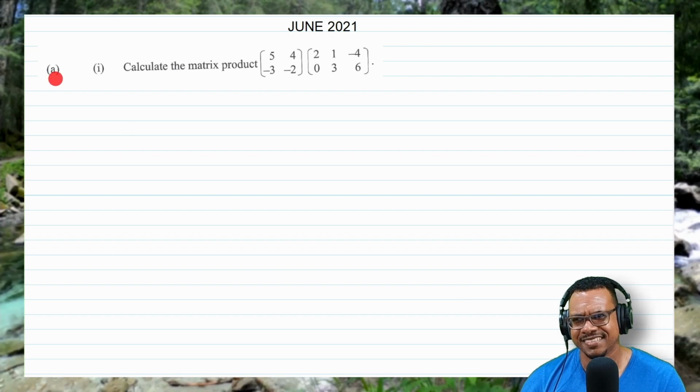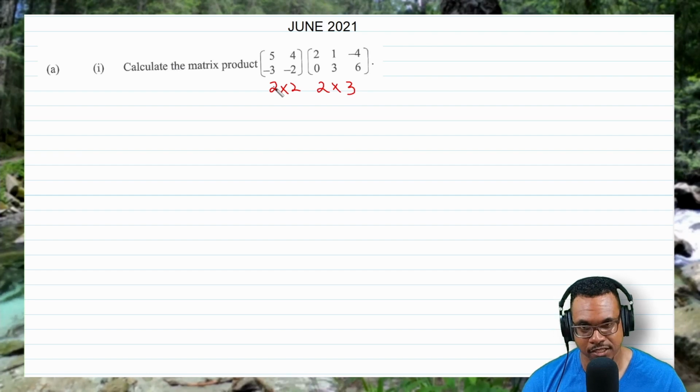All right, so moving on to question 10 for June 2021, we have to calculate the product of these two matrices. Now, you know the order of a matrix is the number of rows times the number of columns. So this is a 2 by 2 matrix because you have 2 rows and 2 columns. And here you have 2 rows, so this is a 2 by 3, as it has 3 columns. Now, in order to know if these two matrices are compatible for multiplication, these two middle numbers need to be the same. And the two end numbers will give you the order of the answer. So the answer will be a 2 by 3. And because these two middle numbers are the same, you can multiply these two matrices.